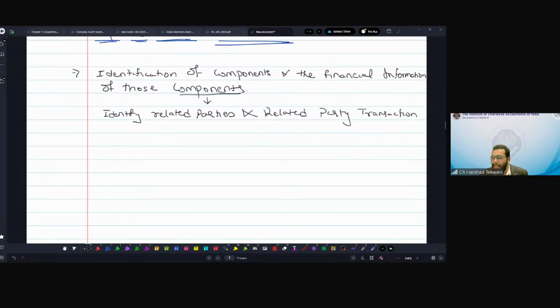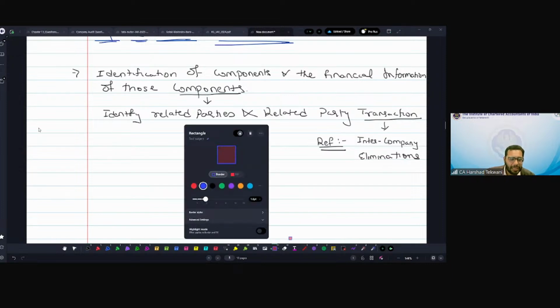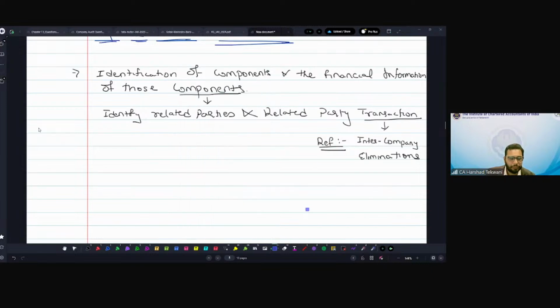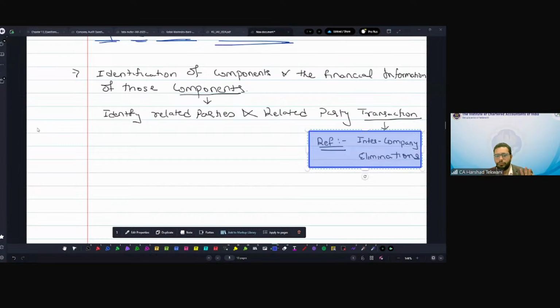Okay. Now, to prepare the consolidated financial statements, you need to identify related party transactions. Only then will you be able to understand the intergroup or inter-entity transactions that require elimination at the time of consolidation. We will come back to these when we discuss intergroup, inter-entity, or intercompany eliminations. I'm providing a reference for now; we will come back to this point. That's why we need related party transactions. There are other requirements also, but for now I'll just highlight this one: intercompany eliminations.